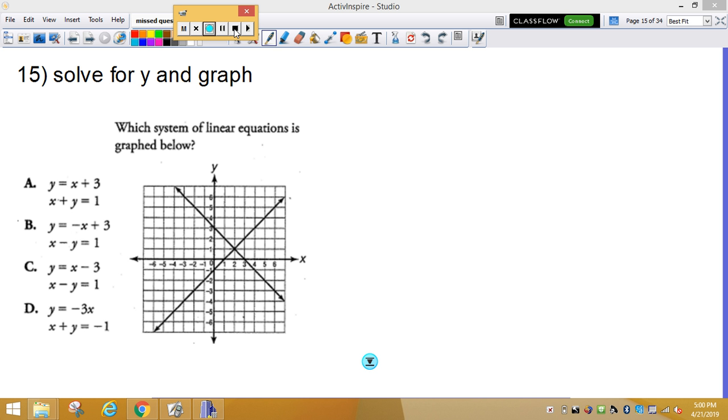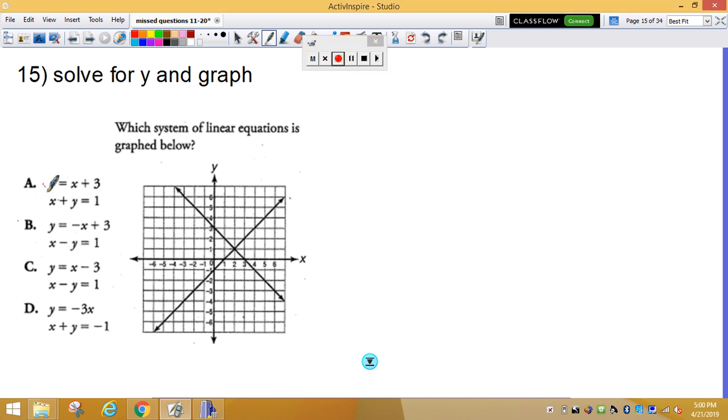So if you missed number 15, write down that what you should have done is solve for y and graph it. So number 15, you should have solved for y and graph it. So what is the solution to this system of equations graphed? Or which one is graphed?